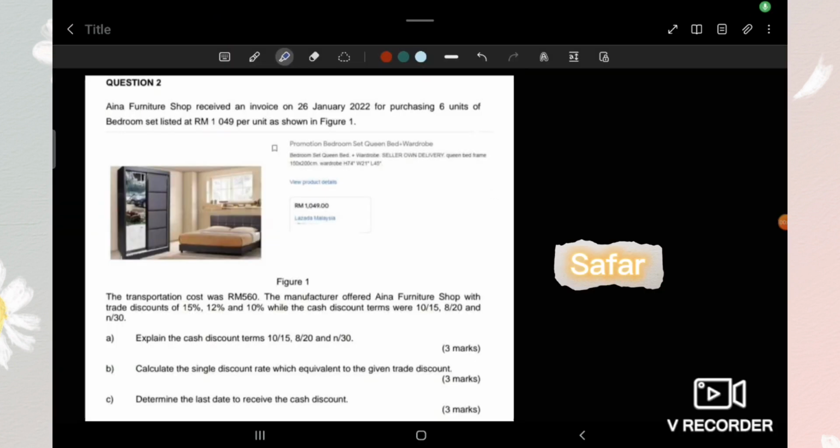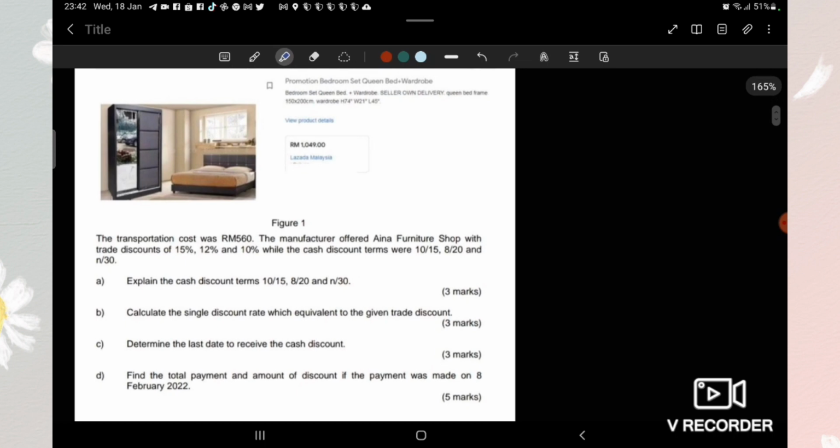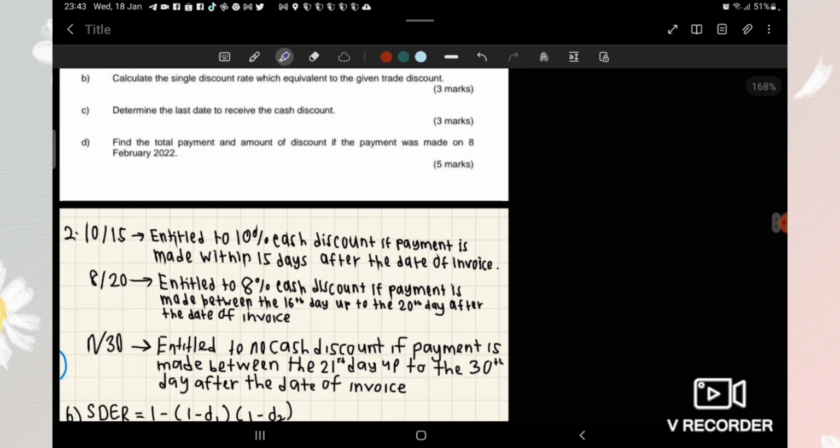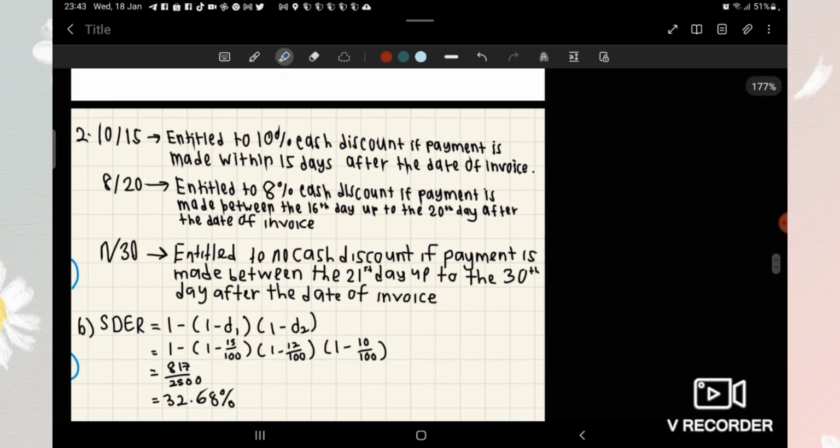Question 2A is: define the cash discount terms 10/15, 8/20 and N/30. Okay, this is the answer. For the 10/15, the meaning is that if we make a payment within 15 days, we will get a 10% cash discount. For the 8/20, if we make a payment between the 15th day up to the 20th day, we will get an 8% cash discount. For the N/30, we do not get a cash discount because we made a payment after the discount terms.